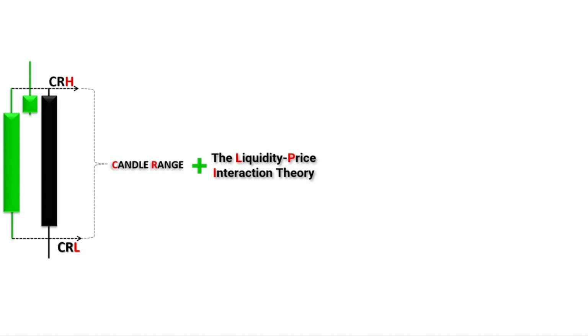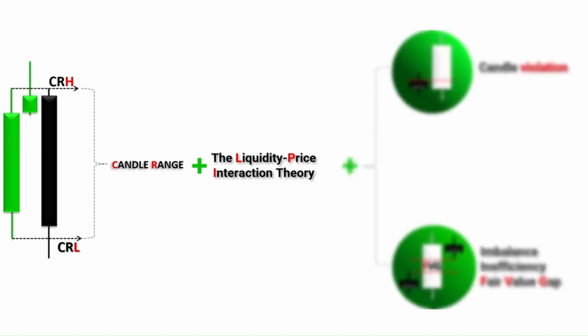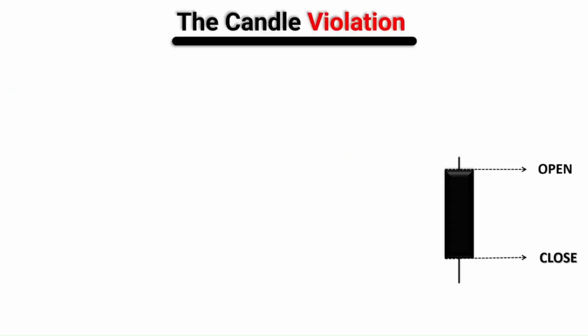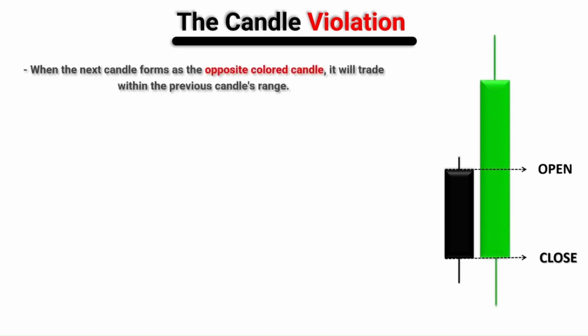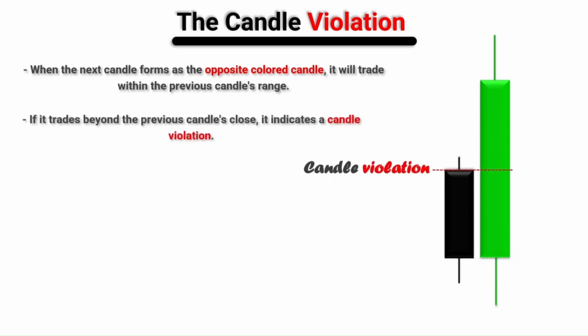The liquidity price interaction theory involves two concepts. The first concept is candle violation. The most important factor for each candle is the opening and closing price. When the next candle forms as the opposite colored candle, it will trade within the previous candle's range. If it trades beyond the previous candle's close, it indicates a candle violation.